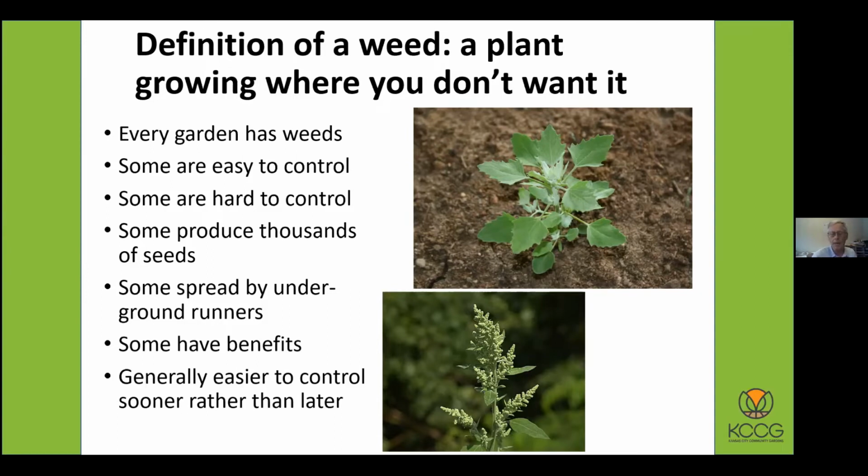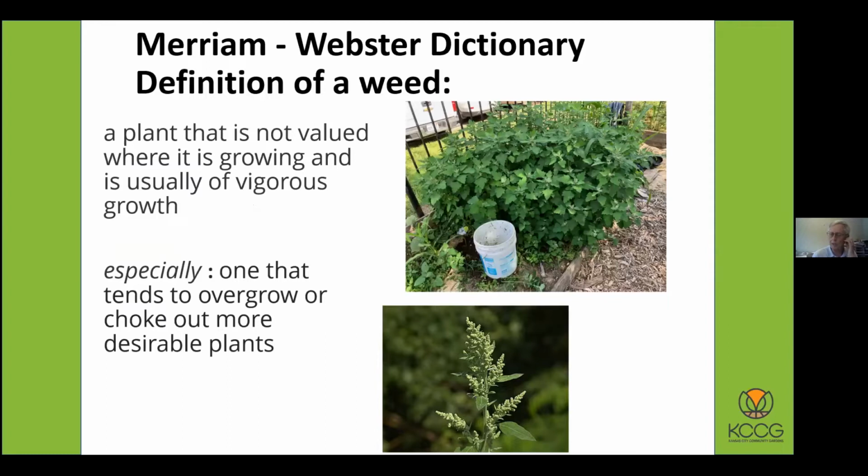So, a little more on the definition, actually looking at the Merriam-Webster dictionary, which is kind of fun. I'm a dictionary person. I love to look at words. It just gives you a little more insight. So they're saying a weed is a plant that is not valued where it's growing, and it's usually a vigorous growth. And it also says especially one that tends to overgrow or choke out more desirable plants. So it's not that weeds are innocuous little plants that don't cause much trouble. A lot of them get really vigorous and take over, and they will choke out the plants that you want to grow.